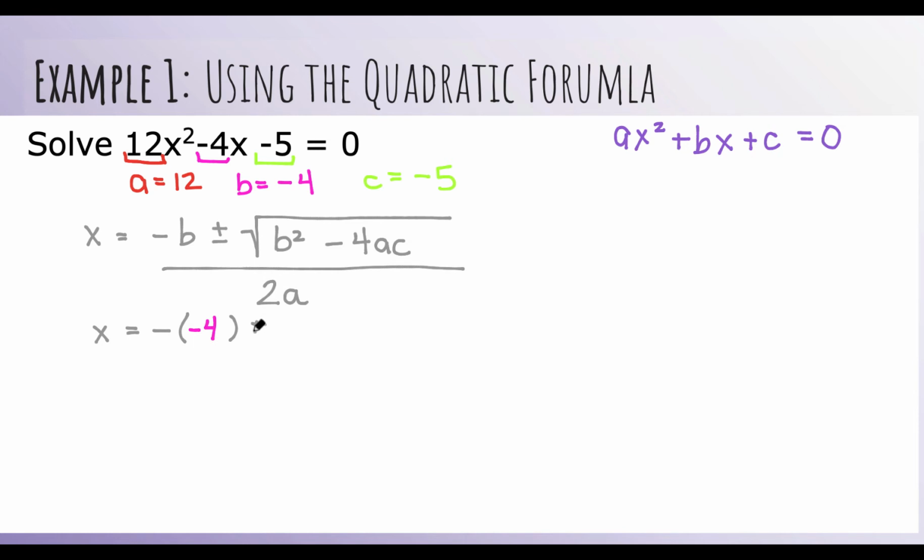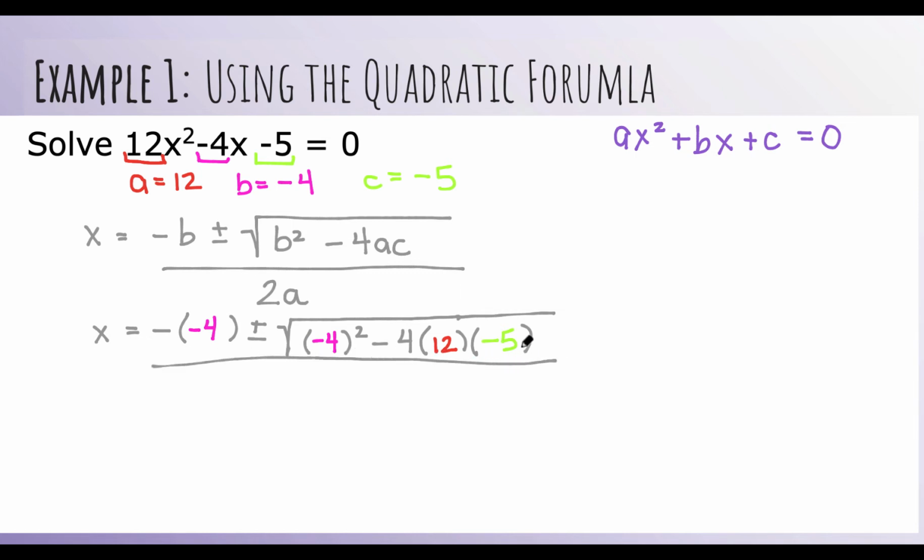Then plus or minus the square root, and we're taking b squared. So the value for b, and we're going to square it. We know b is negative 4. Then by the formula, we're subtracting 4 times our quantity for a, which is 12, and we're multiplying that by c, and c we know is negative 5. All of this is then over 2 times a, which is 12, okay? So now we're ready to simplify.